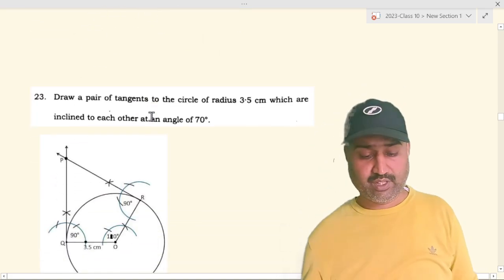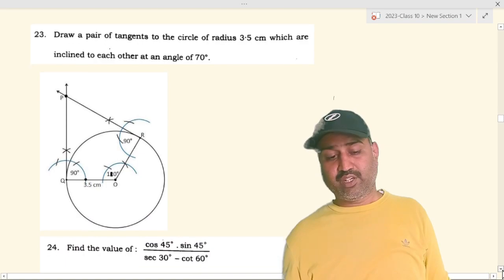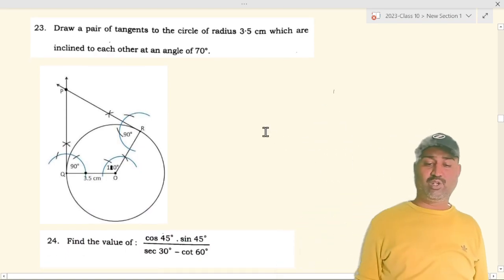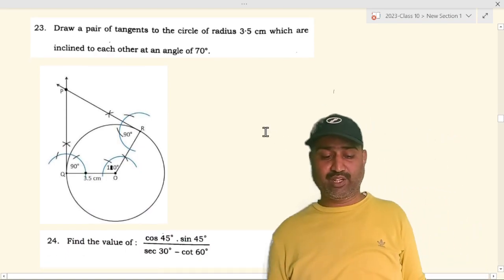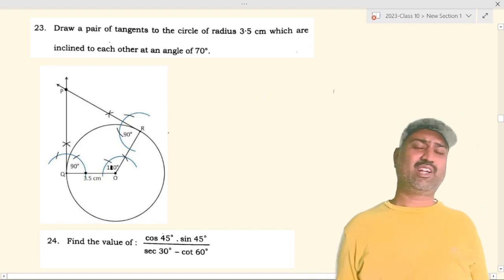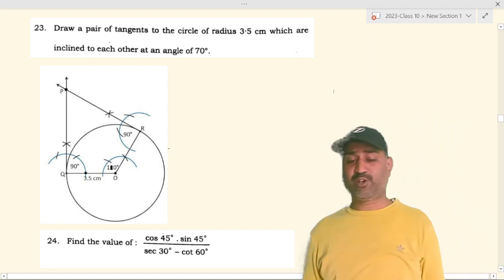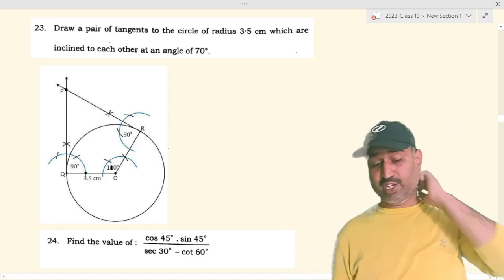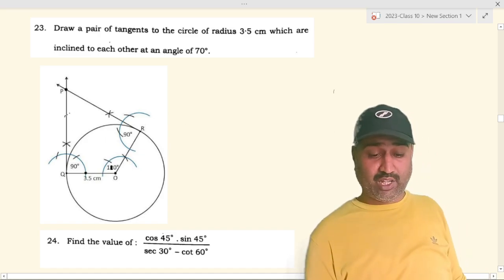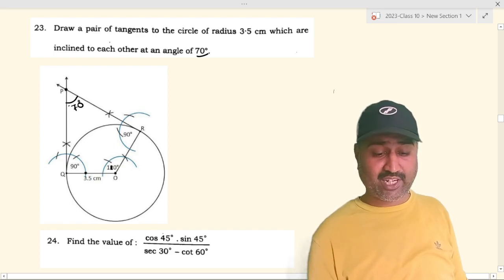Okay. Next question. It's based on construction. See here. Draw a pair of tangents to a circle of radius 3.5. Again this is a 2 marks question, right? First we have to draw a circle of 3.5 radius. Remember, very important point, the angle between tangents is 70 degree. Okay, this is the angle between tangents here.